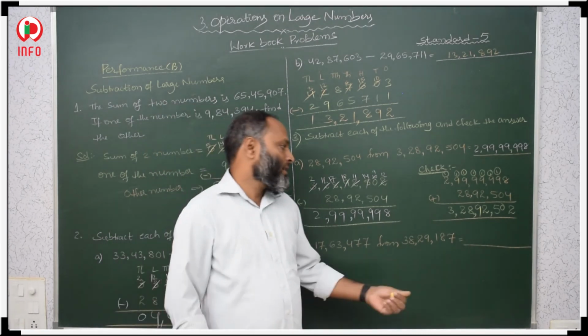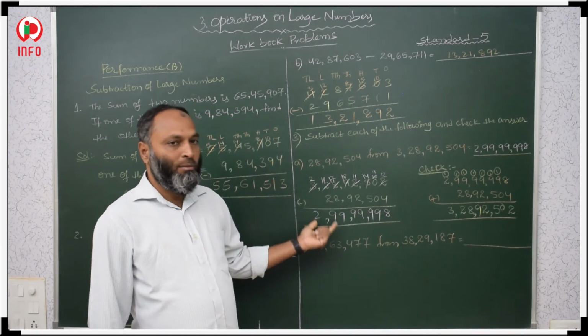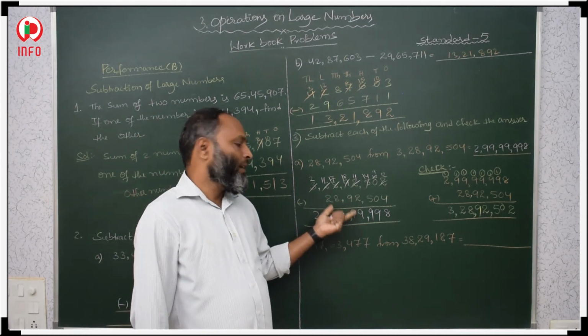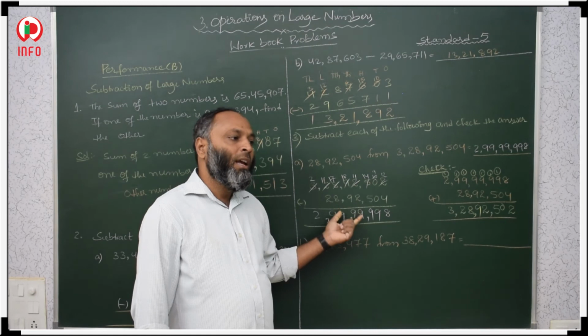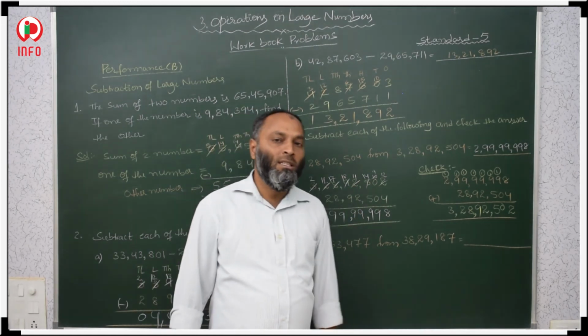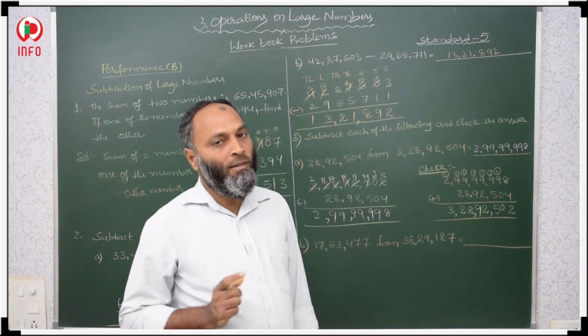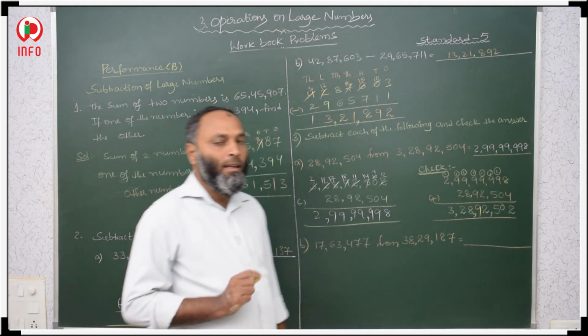How to check our answer? After subtracting, after finding the difference, we have to add the difference plus the subtrahend. Difference plus subtrahend should give the minuend. So if we get the minuend, then our answer is correct. Otherwise it is not correct. Okay? In this way we have to check.